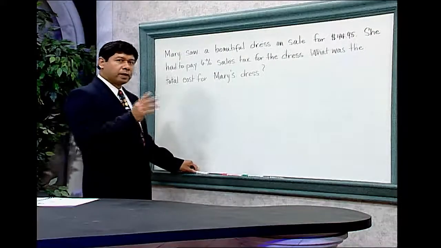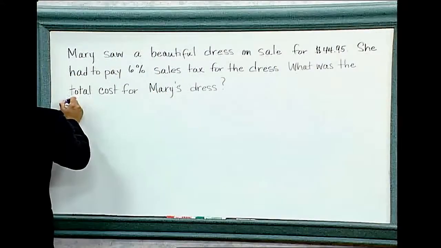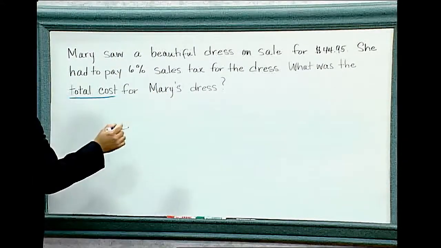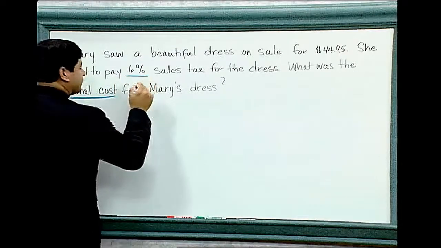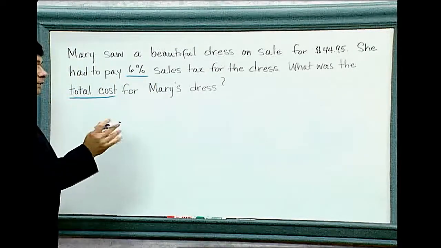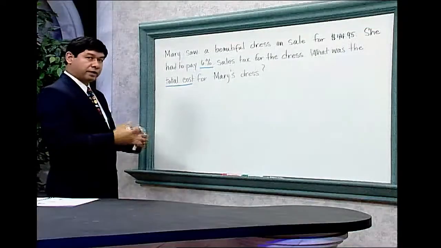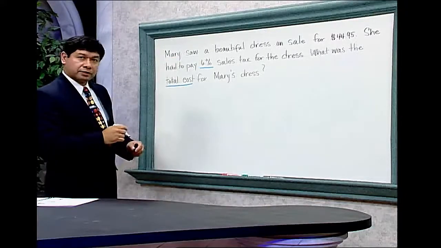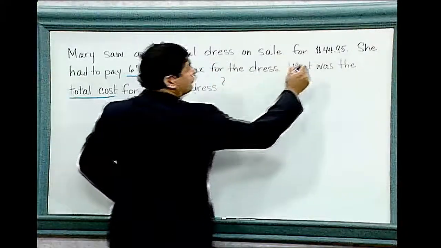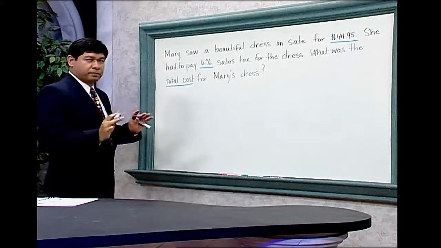Well, again, when we read a problem like this, we want to read and understand what's being asked. Okay, we're looking for the total cost for Mary's dress. But we also know that she had to pay a 6% sales tax. So that tells us that we first need to find the amount of the sales tax, how much money that was, and then add that to the cost of the dress, which is $44.95.